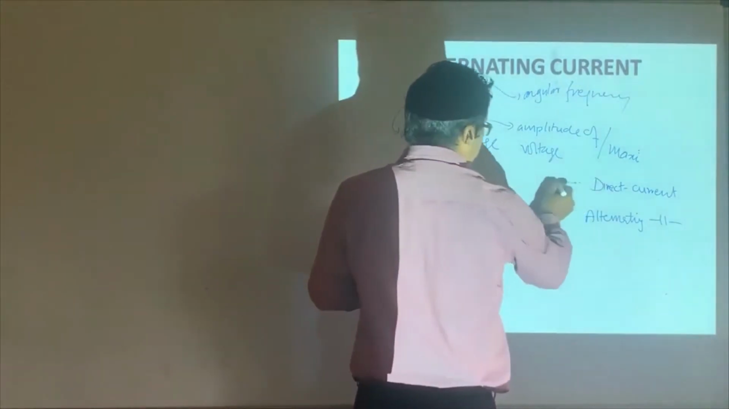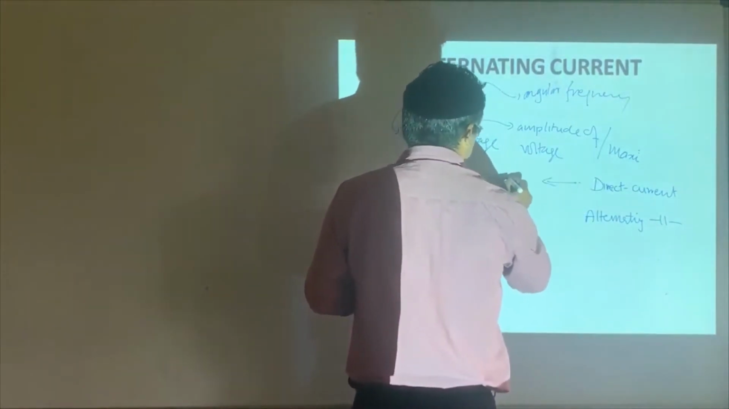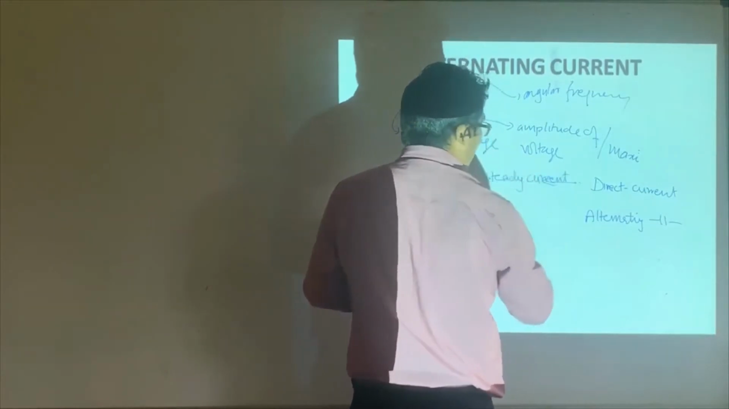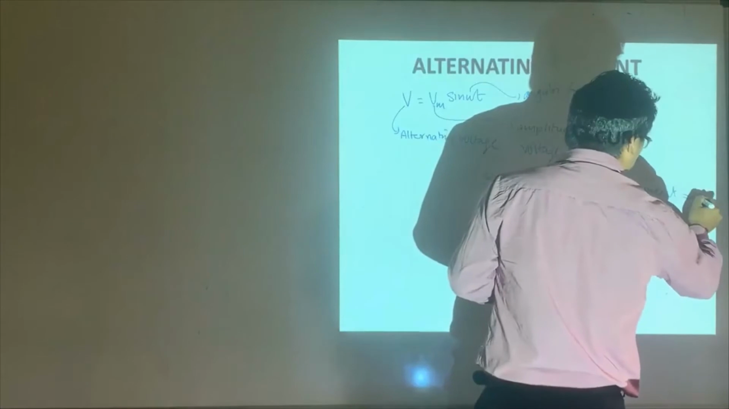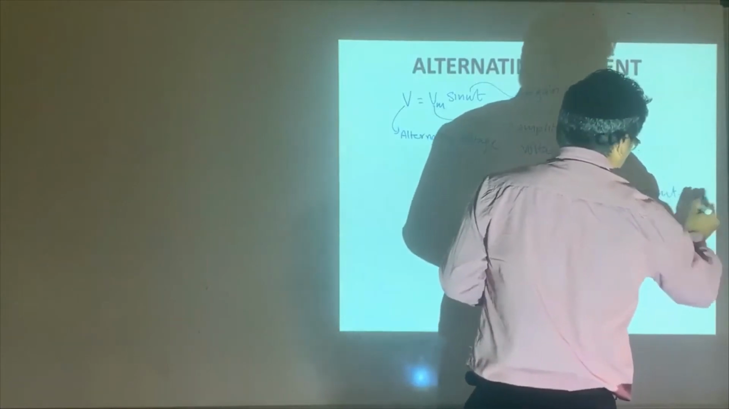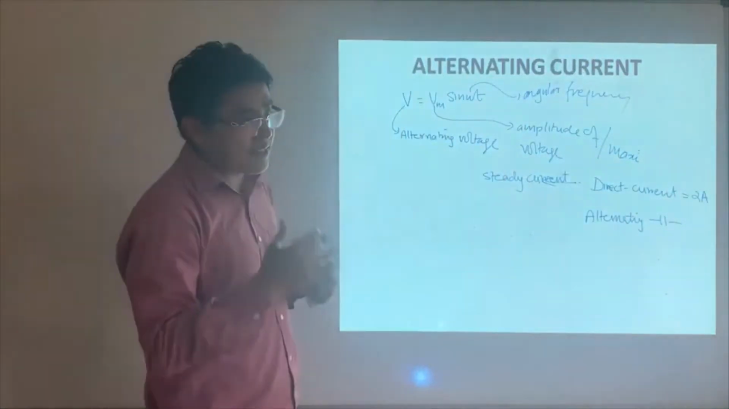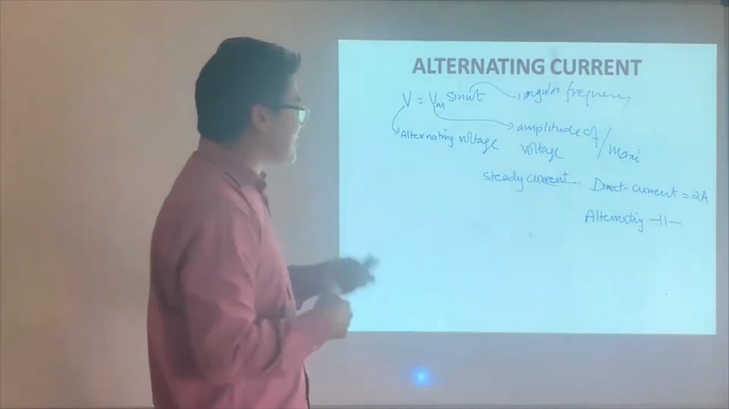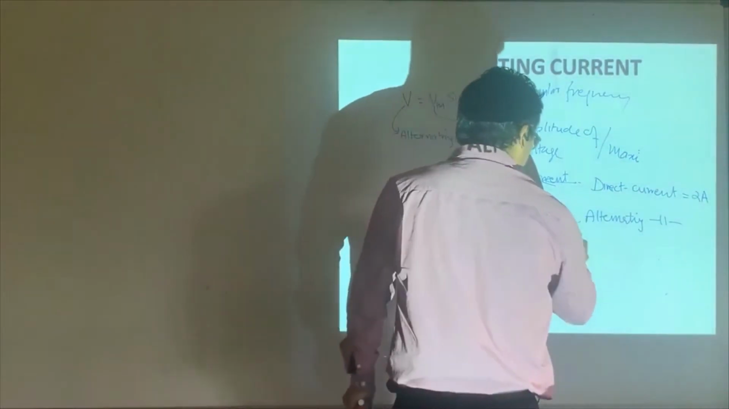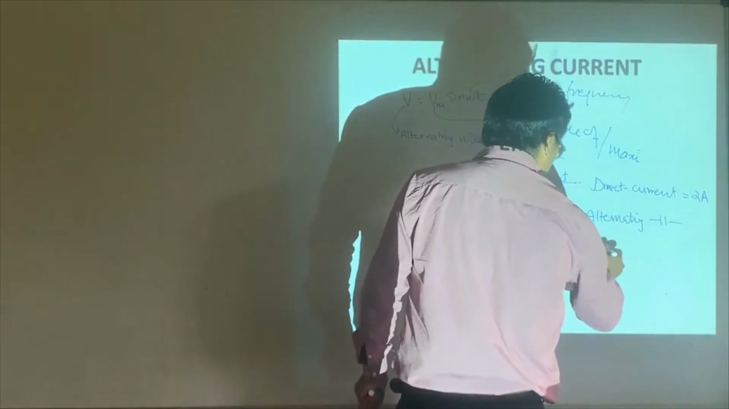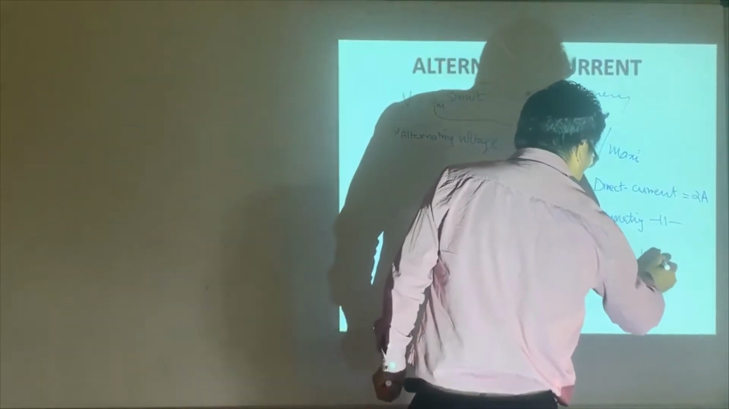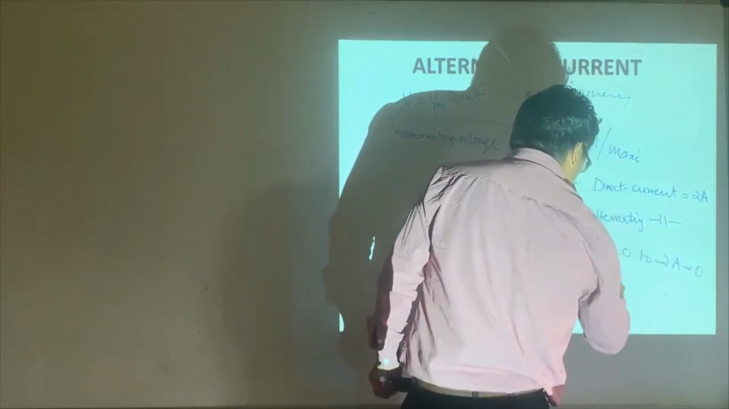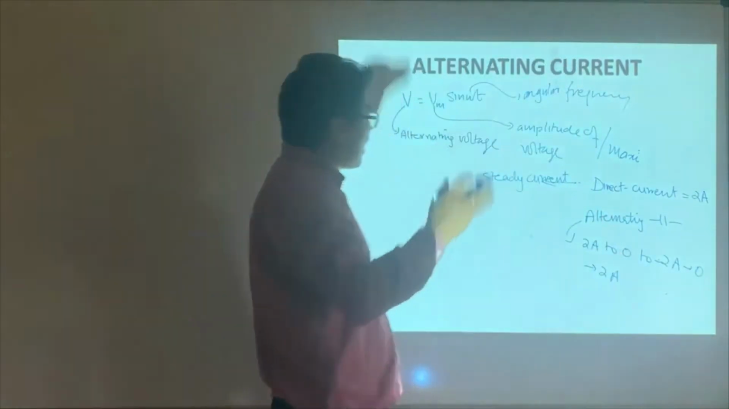Direct current means it's a steady, unchanging current. Like, say I have 2 amperes, so you'll be getting 2 amperes continuously. Alternating current means the voltage changes, the current changes. So the current changes from 2A to 0, then to minus 2 amperes, then 0, and then to 2A. So this is how it goes alternating.